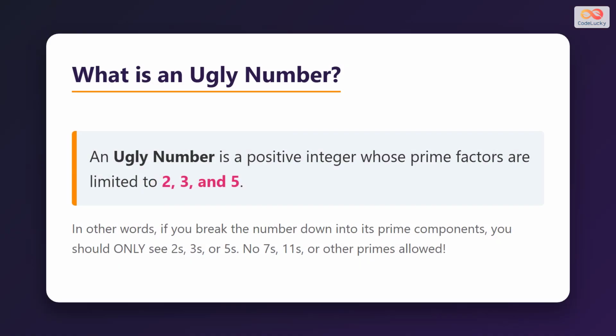First, let's define what an ugly number is. It is simply a positive integer whose prime factors are limited to only 2, 3, and 5. This means if you break the number down completely, you should not find any prime numbers like 7, 11, or 13.